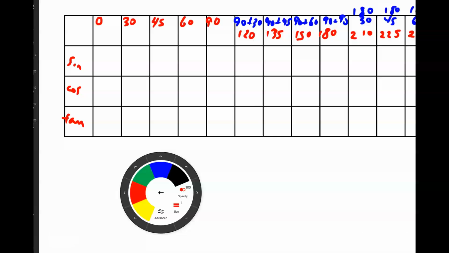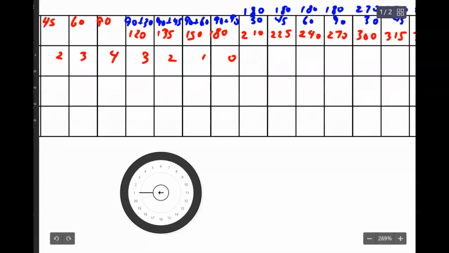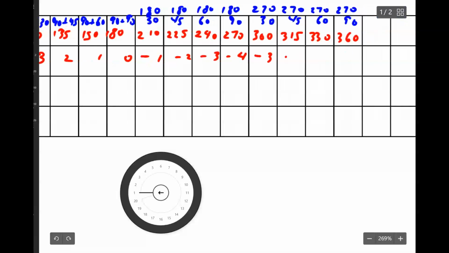So remember how we wrote out the insides for sine, cosine, tangent from 0 to 90. We're just going to basically continue that trend. So you remember how we started sine with 0, 1, 2, 3, 4. Well, you're just going to continue on, except you're going to bounce back and forth between 4 and negative 4. So we'll go 0, 1, 2, 3, 4, 3, 2, 1, 0, negative 1, negative 2, negative 3, negative 4, and then you bounce back to negative 3, negative 2, negative 1, 0.